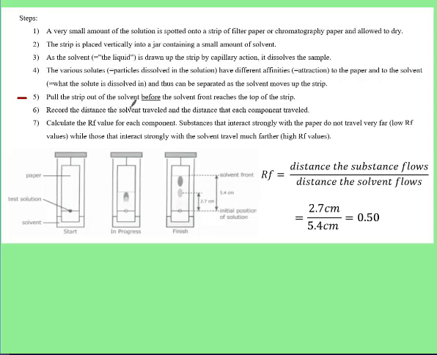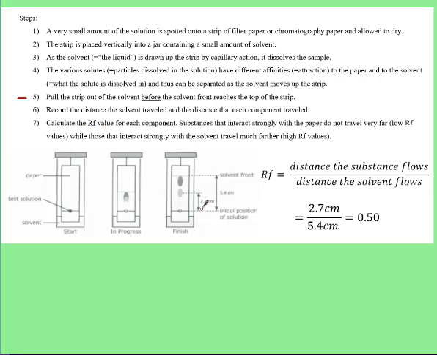Number 5 is an important one. It says pull the strip out of the solvent before the solvent front reaches the top of the strip. So you just want to pull it out before the liquid reaches the top of the paper so we can see how far the solvent actually went. Next, you would record the distance the solvent traveled and the distance that each component traveled. This allows us to calculate the RF value.